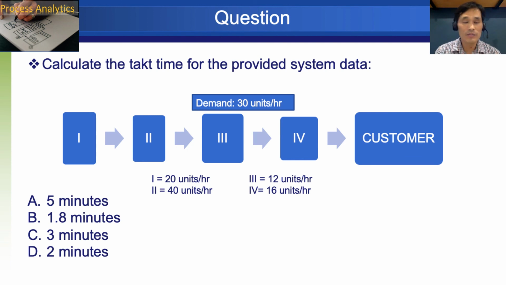What about cycle time? Cycle time is adding up the time it takes to make one product. So if you add everything up, it should be 60 divided by 20 plus 60 divided by 40, 60 divided by 12, and 60 divided by 16, which gives you 13.25 minutes. So we see that cycle time is much greater than takt time, which tells us that this process needs to be improved a great deal.